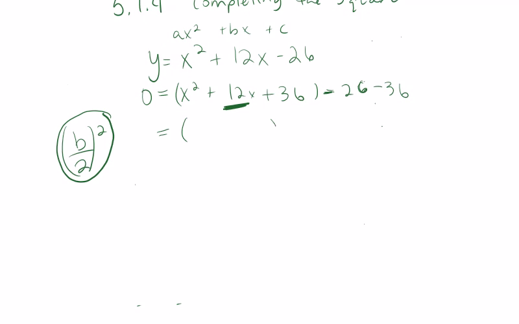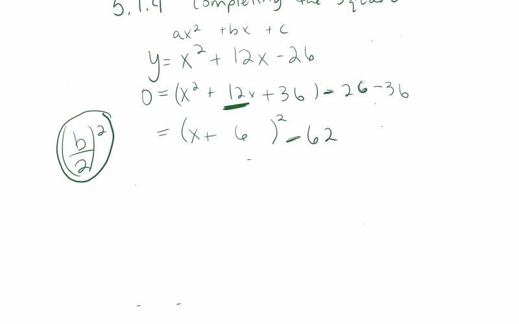So, take the square root of the first term, the first sign, the square root of the last term. So now I've factored that. And then I have negative 26 and negative 36, which makes what? Negative 62. And so now I have this equation in vertex form. So my vertex would be negative 6, negative 62, if we look at it in vertex form.